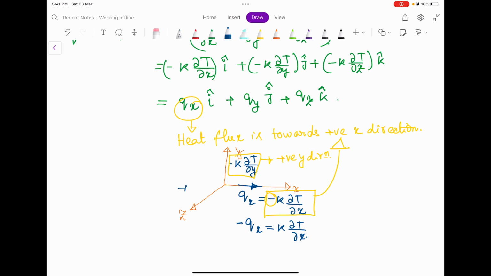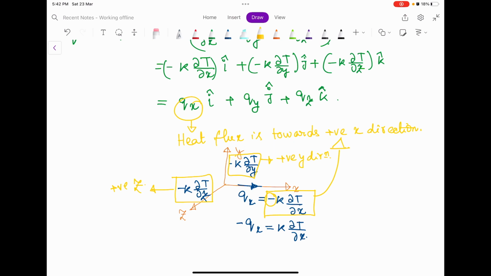Similarly, you will write minus k del T del z, and that will denote heat flux towards the positive z direction. So one misconception is there, that if I am writing minus, then maybe the heat flux is towards the negative x or negative y or negative z. No. Why is this minus there?